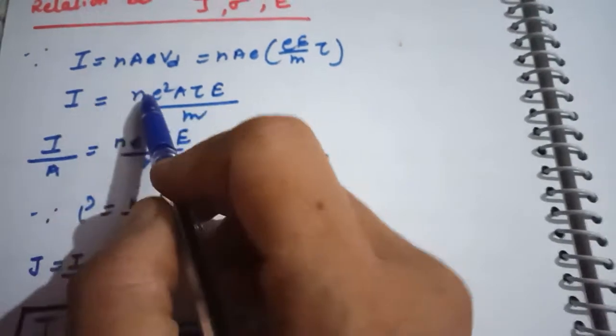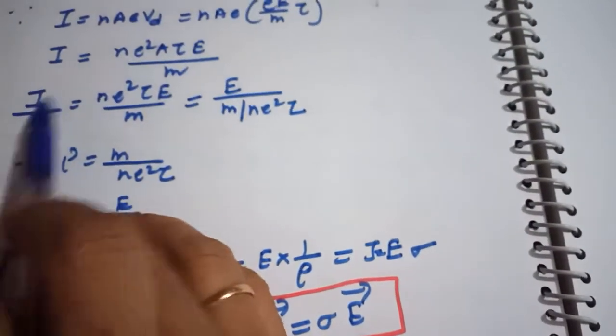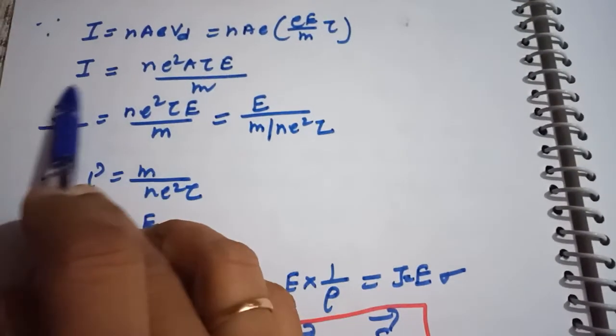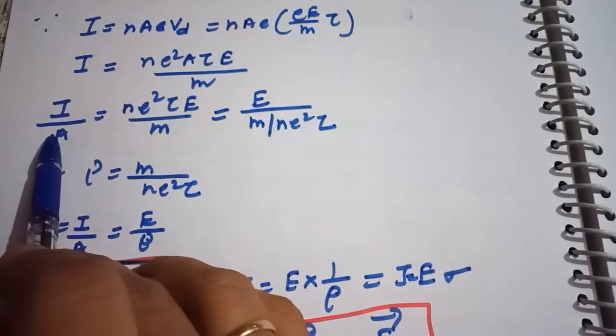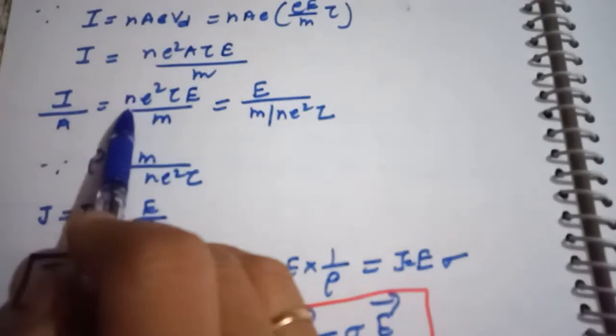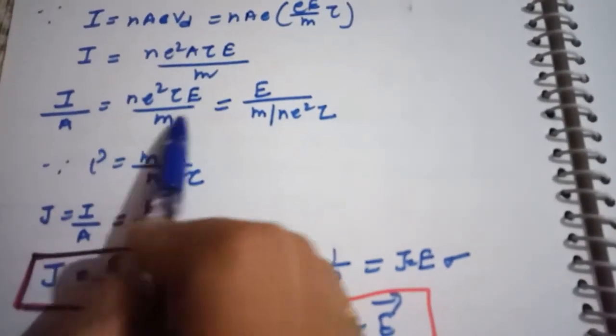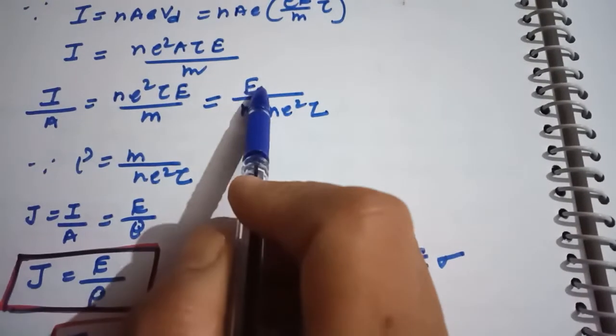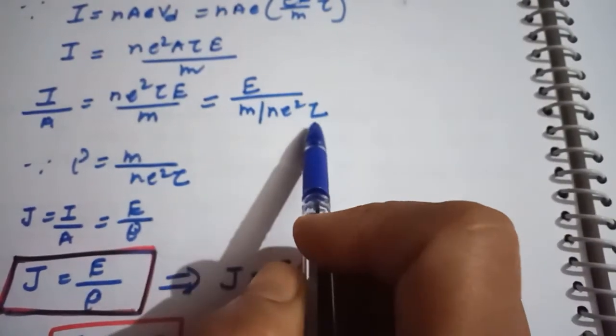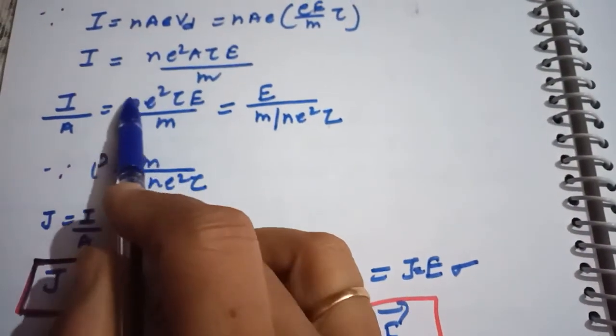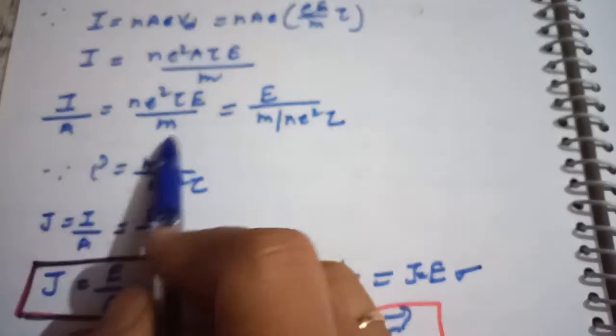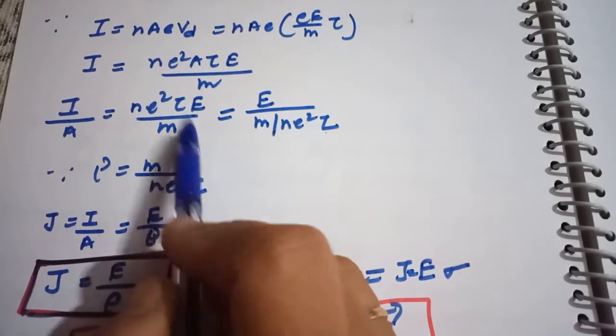Now take the condition I by A. Take A in the denominator of I. So the expression will become ne²τE/m. Now this will be equal to what? E upon m/(ne²τ). So this expression I have taken in the ratio of m.